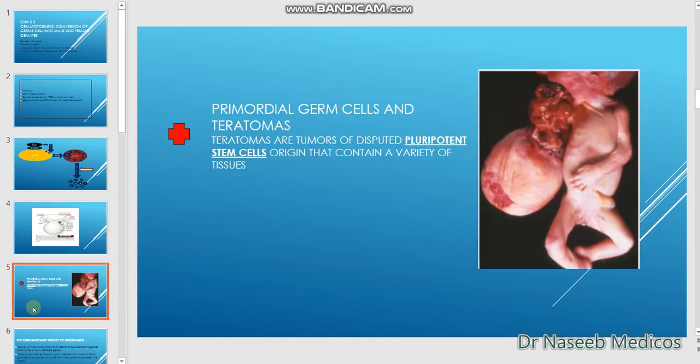This is a clinical correlate with the primordial germ cells. When primordial germ cells do not migrate completely, since these are pluripotent stem cells, they form teratomas. Teratomas are tumors of pluripotent stem cells. They contain a variety of tissues.